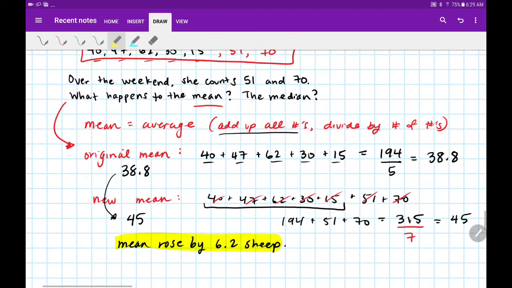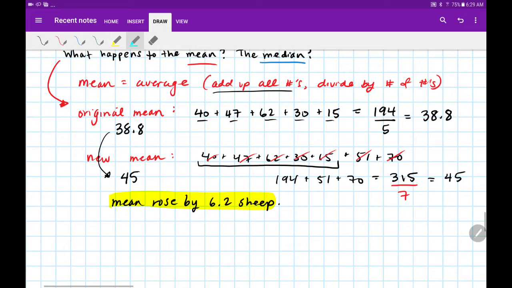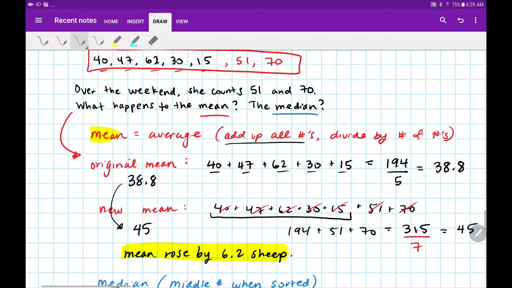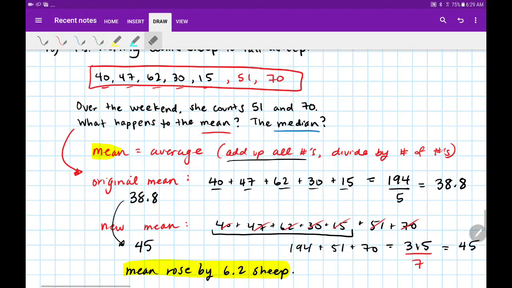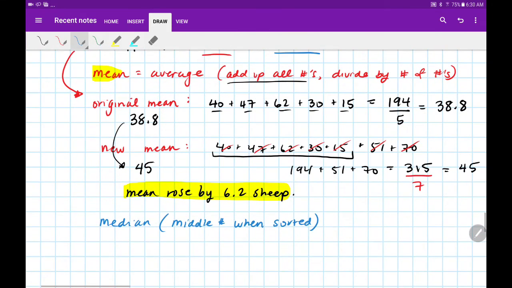The next question says, what happened to the median? So we took some notes here on the mean. Let's take some notes on the median. The median is nothing more than the middle number when these are sorted. When the list is sorted, it doesn't matter which direction, lowest to highest or highest to lowest. But that means our first order of business is going to be to sort these numbers. So let's find first the original median.